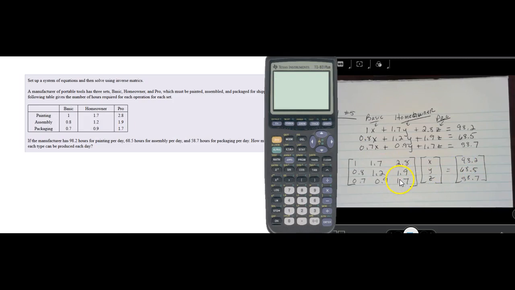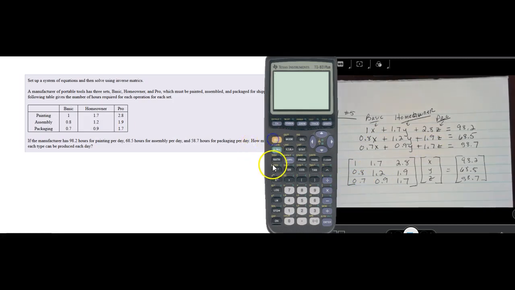And using the inverse, we're going to find the inverse of this 3 by 3 and then multiply it by our answers, or what we have here, to come up with our solution for the equation. You know, just how many of each product can be produced with these hours and the time it takes to produce each type of product: painting, assembling, and packaging. So let's go ahead and do that.